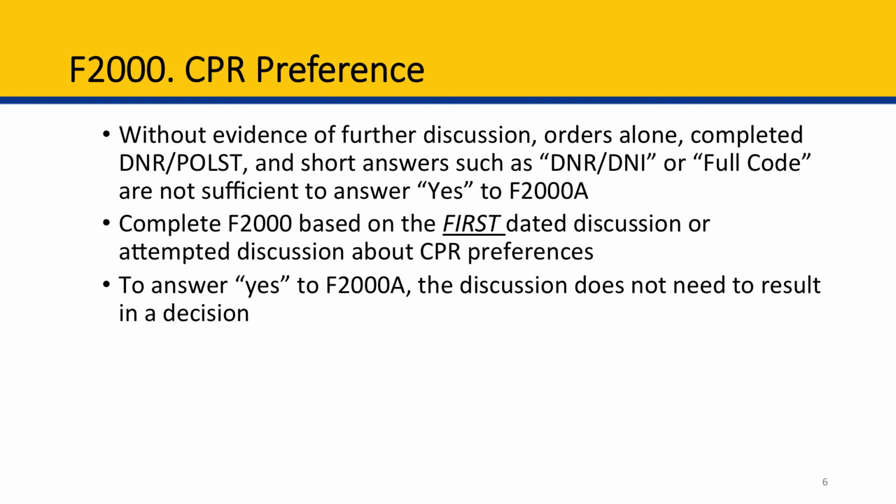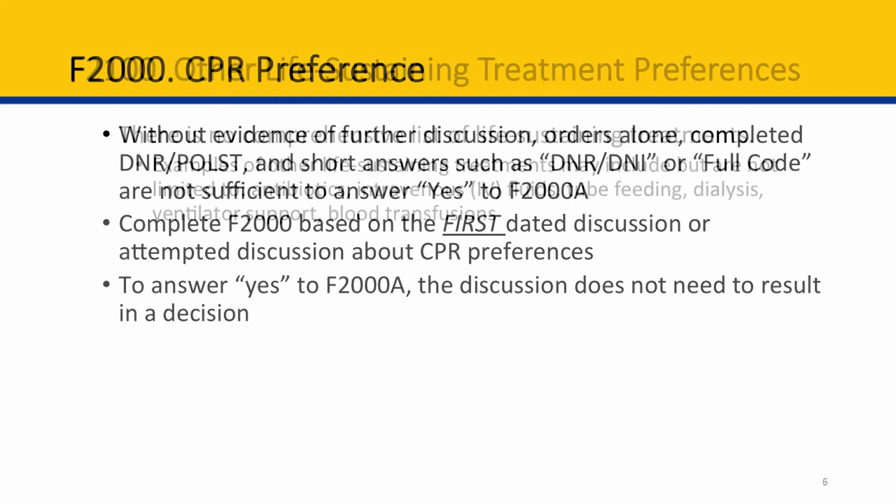For this item, you may also consider discussions about CPR preferences that are documented in the clinical record that took place during pre-admission or educational visits. In these instances, you would use the date on which this discussion occurred for F2000B. For coding F2000 items, orders alone, completed DNR POLST, and short answers such as DNR, DNI, or full code without documentation of a discussion are not sufficient to answer yes to F2000A.